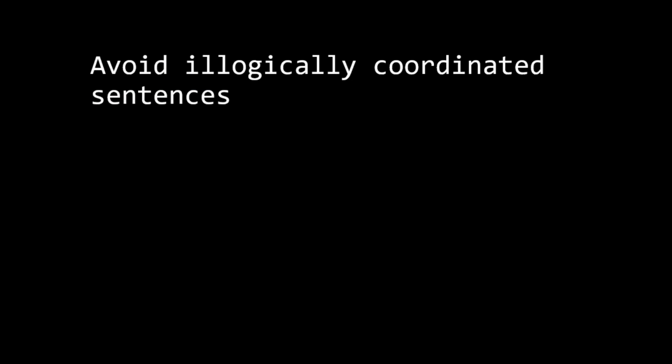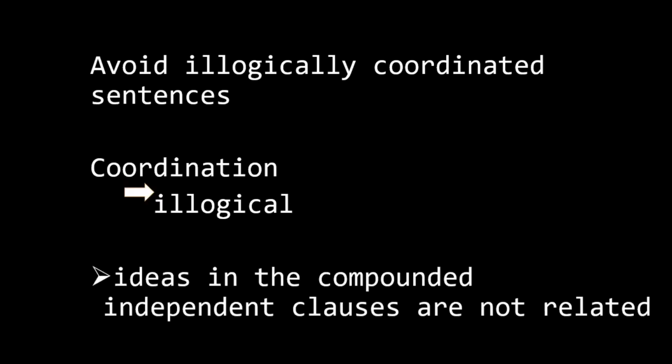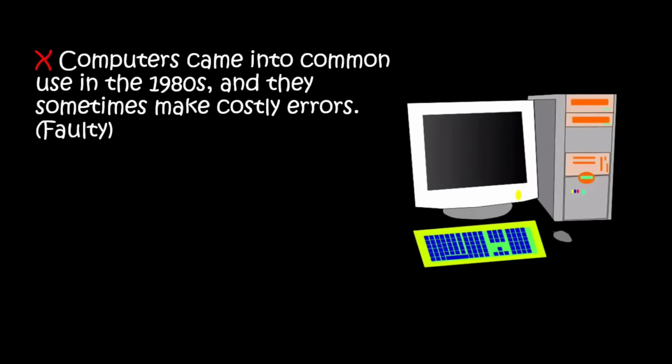Avoid illogically coordinated sentences. When do we say that sentences are illogically coordinated? Coordination is illogical when ideas in the compounded independent clauses are not related. I repeat, when ideas in the compounded independent clauses are not related. So let's study the following sentences. Computers came into common use in 1980s and they sometimes make costly errors.